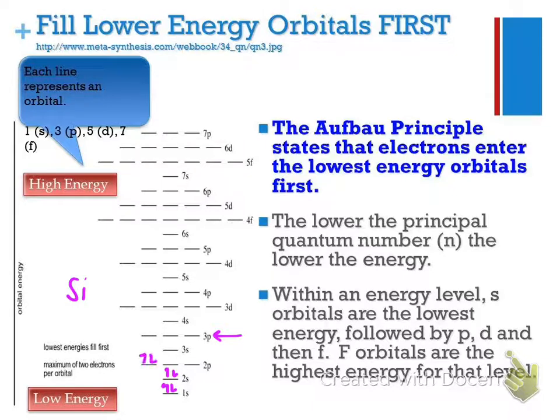Can somebody tell me how many electrons silicon has total? 14. Okay, and I so far have 2, 4, 6, 8, 10, 12. I need 14 electrons, so I'm going to add one more to each orbital. Okay, does that give me 14 total? And I'm in the 3p orbitals? Yeah? Okay, very good.